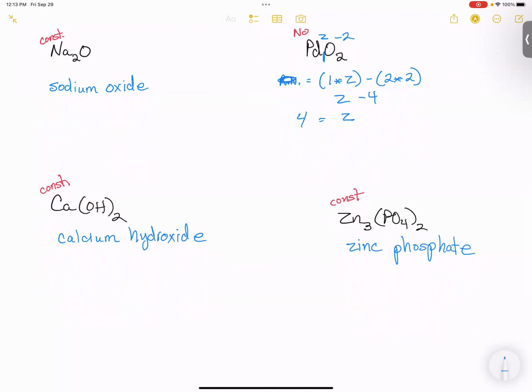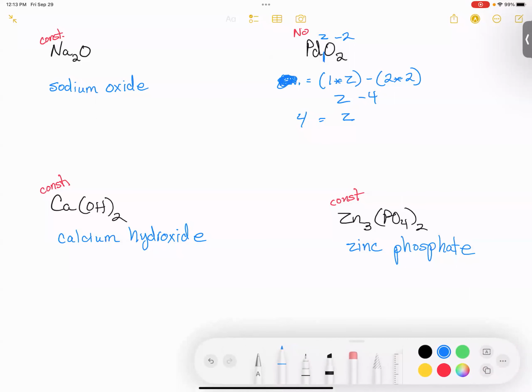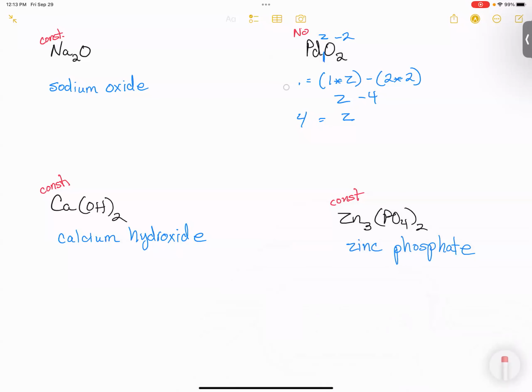So instead of an Rn, yes, that's how we're calculating the Rn. But because this thing has to be charge neutral, you can set that equation equal to 0 and solve for z. So this is going to be palladium, and our Roman numeral has to be the Roman numeral for 4, which is IV.